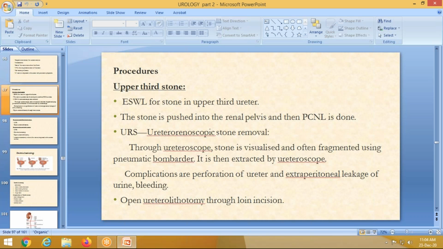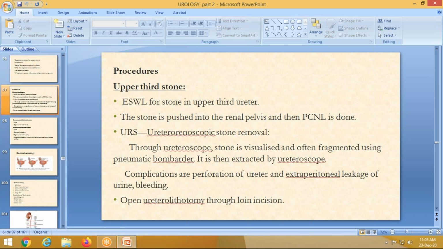So the stone is pushed. Suppose the stone is pushed into the renal pelvis, what will you do? You have to push the stone into the kidney and later it should be removed by percutaneous nephrolithotomy if it is in the upper region of the ureter. Next, URS. What is URS? Ureterorenoscopy, an instrument or device used to remove the stones through the ureter.